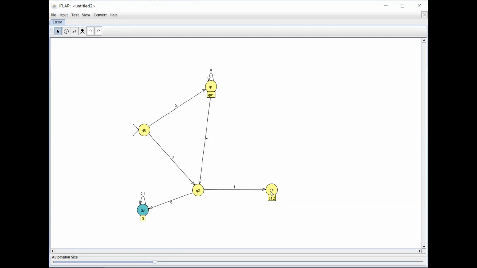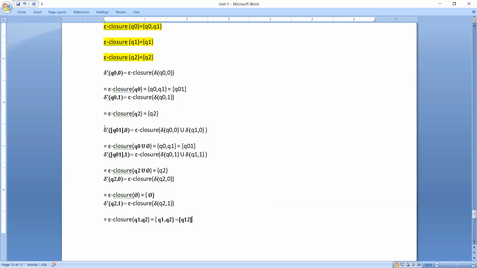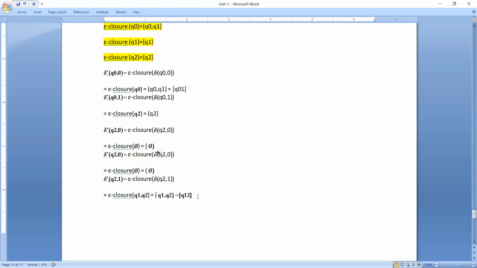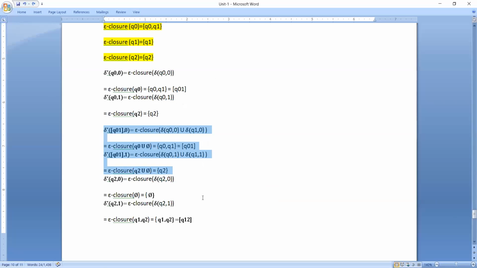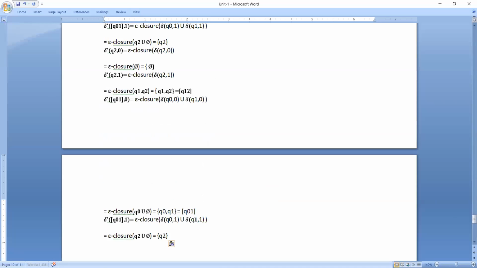Now I need to define transitions for this new state, Q12. Just one minute I am going to take. Now we need to define transitions for this.